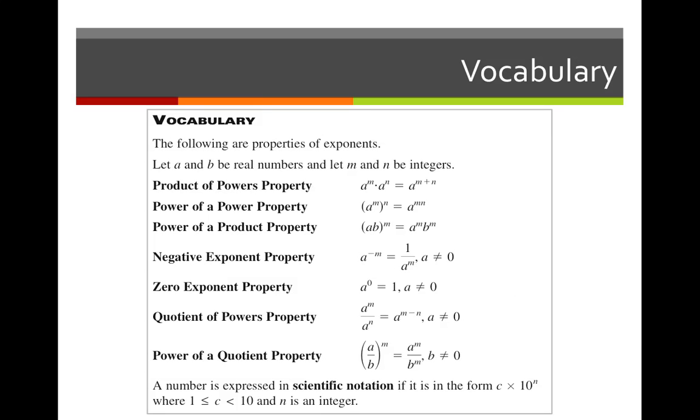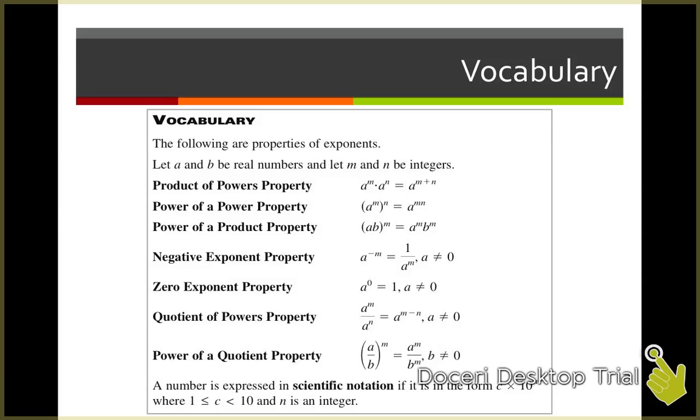So we start with a review of the properties for exponents. Keeping in mind that we want A and B to represent real numbers because those are our bases, and we need M and N to be integers because those are our exponents. So we're not talking about anything complicated or fancy here yet. We're not using any kinds of fractions for exponents or decimals for exponents or anything like that. We're just using integer exponents and real number bases. And so hopefully you remember most of these from Algebra 1.